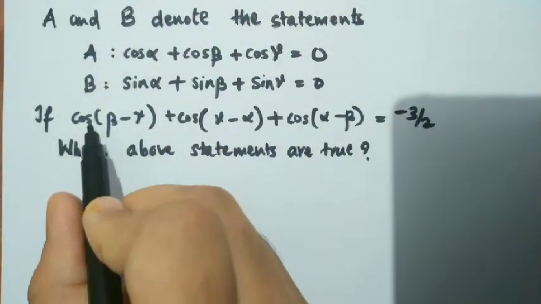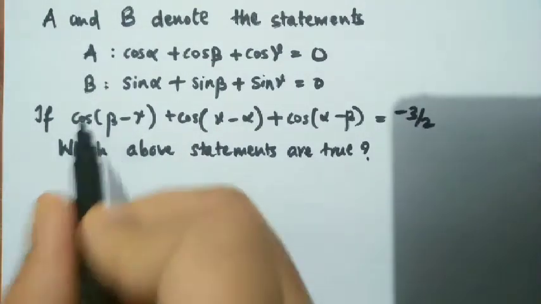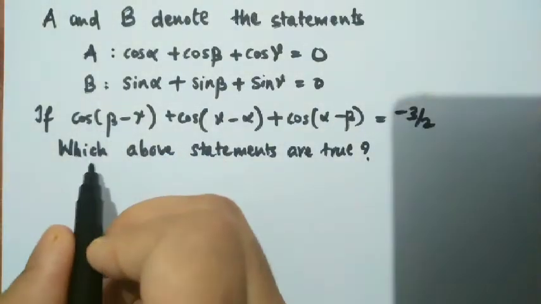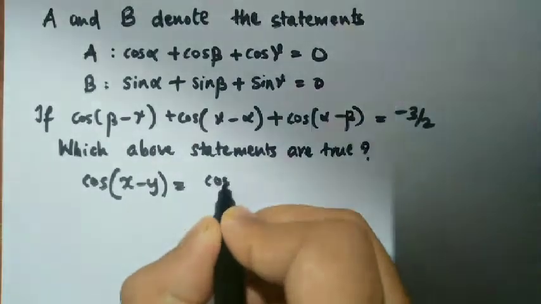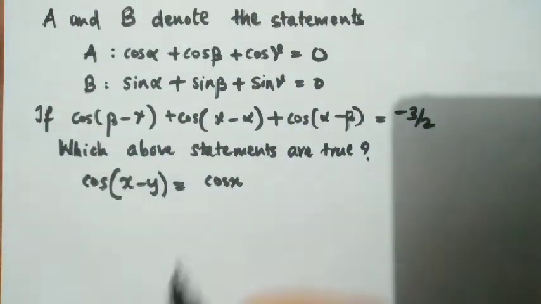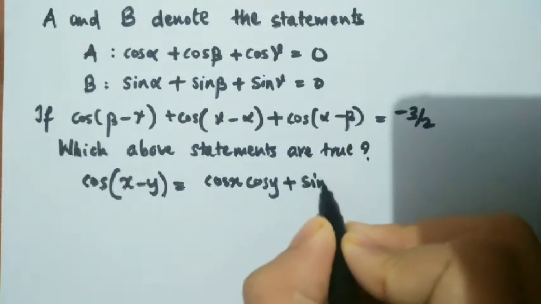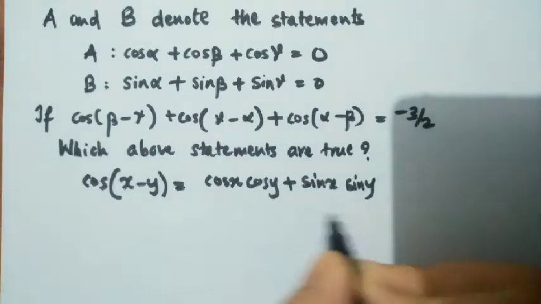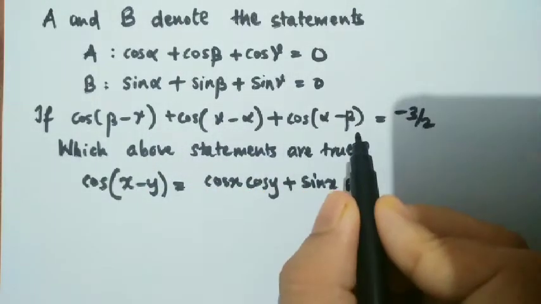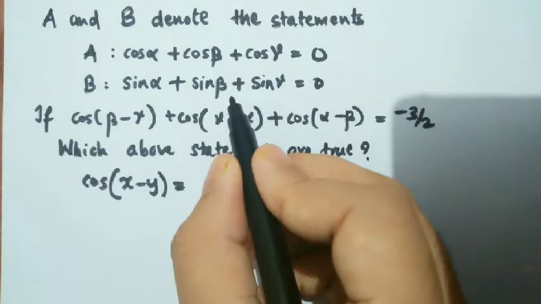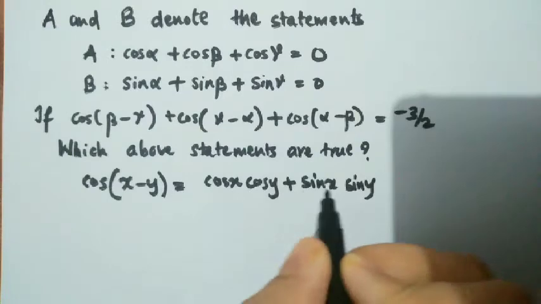Here we have cos(beta minus gamma), which is a cos function of a difference. The expansion of this trigonometric function is known to us. What is cos(x minus y)? Cos(x minus y) is cos x cos y plus sin x sin y. We will use this to expand all these terms and try to simplify the equation, and see how we can reach these two statements.